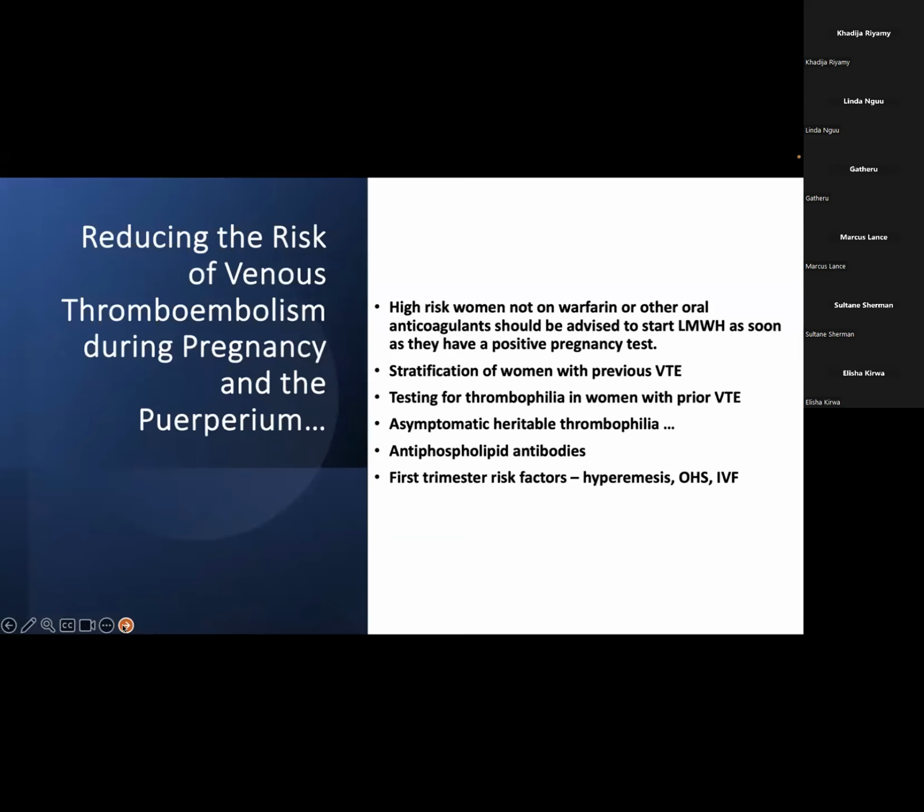High-risk women not on warfarin or other oral anticoagulants should be advised to start low molecular weight heparin as soon as they have a positive pregnancy test. And there are many patients who may be on anticoagulants for whatever reason. Some have stents, some have previous heart surgery, and therefore they have artificial valves. Some have all sorts of conditions which make them require anticoagulants, and for that reason, you need to provide them with thromboprophylaxis as soon as you meet them and they are pregnant.